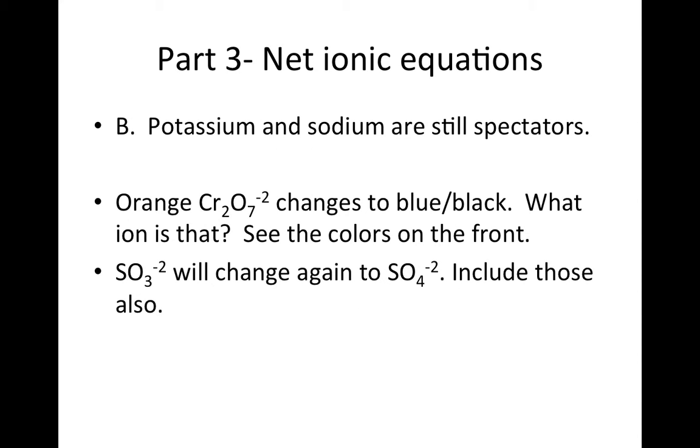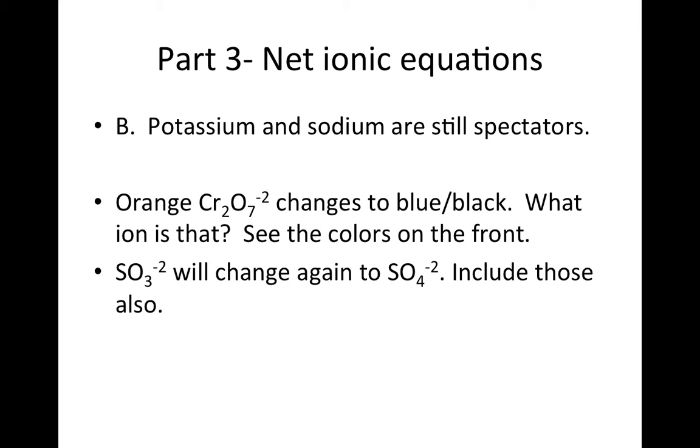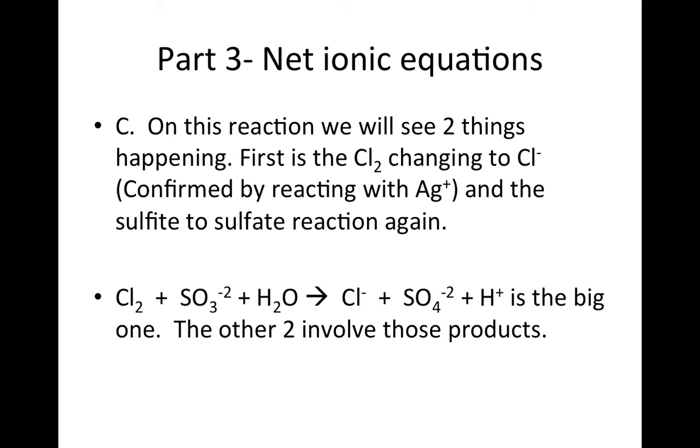Let's move on. Potassium, sodium, still the spectators. The dichromate is going to turn to blue-black, and you may see a chromium ion thing on the front page that has that blackish color. We'll use that ion in the products instead of the manganese ion. It'll be the chromium ion on this one. The sulfite is going to turn to sulfate. Again, there's probably the addition of the barium to make sure that that works as well. So there's probably another equation for that.